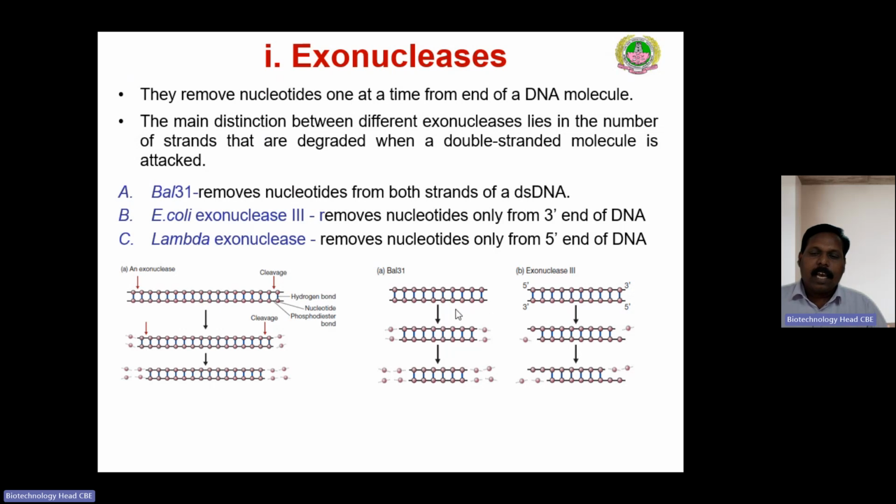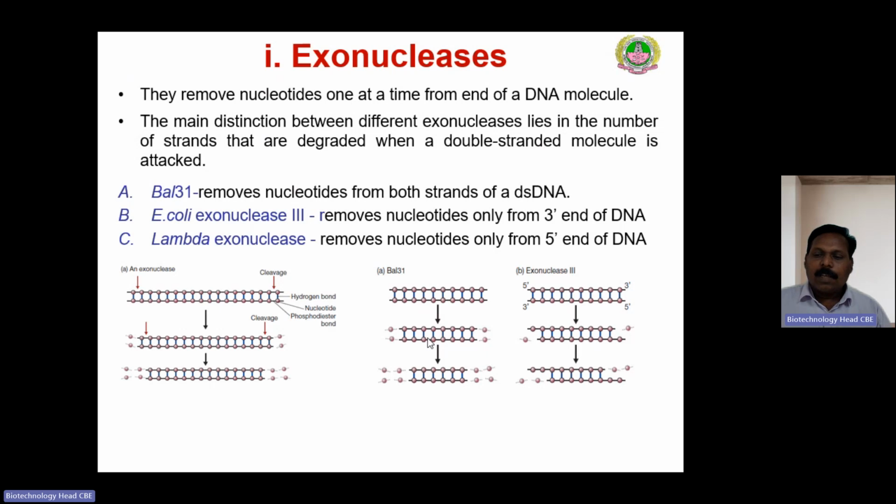Here you can see the double-stranded DNA is acted upon by the enzyme, which cleaves the DNA on both the strands. It acts upon both the leading and lagging strands of the DNA. The second enzyme is E. coli exonuclease 3, which removes nucleotides only at the 3' end. In both the cases, both the strands, you can see typically they remove the nucleotide bases only at the 3' end of the double-stranded DNA molecule. The third type of exonuclease is lambda exonuclease.